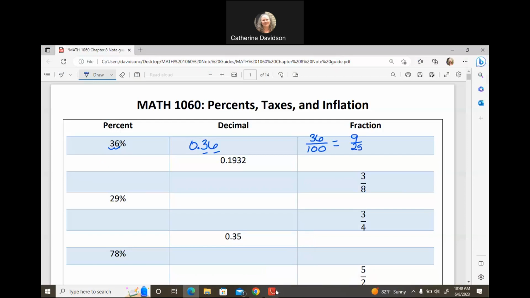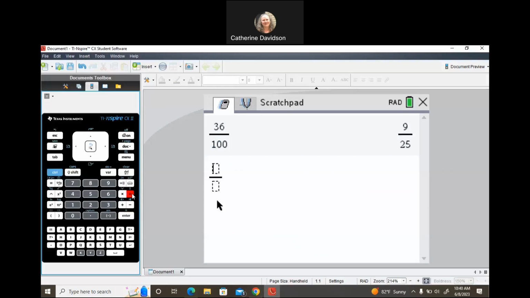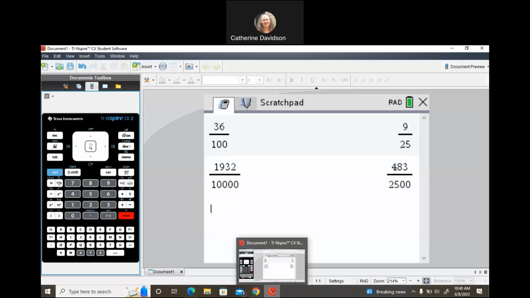On this next one, we're going to take that 1932, and there are 4 decimal places. So we're going to put 4 zeros on the bottom. From there, we're going to put it in the calculator and let it simplify it. One, two, three, 4 zeros. So that gives me 483 over 2,500.